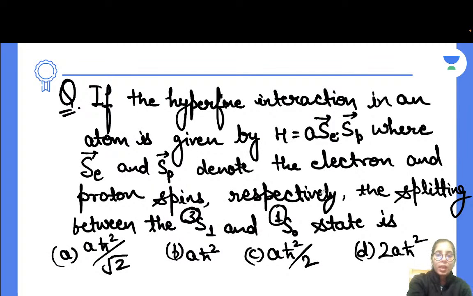You already had the A in the Hamiltonian part. In that case, it will be A h-cut square as your final answer. So that's our option B, which is the correct one.